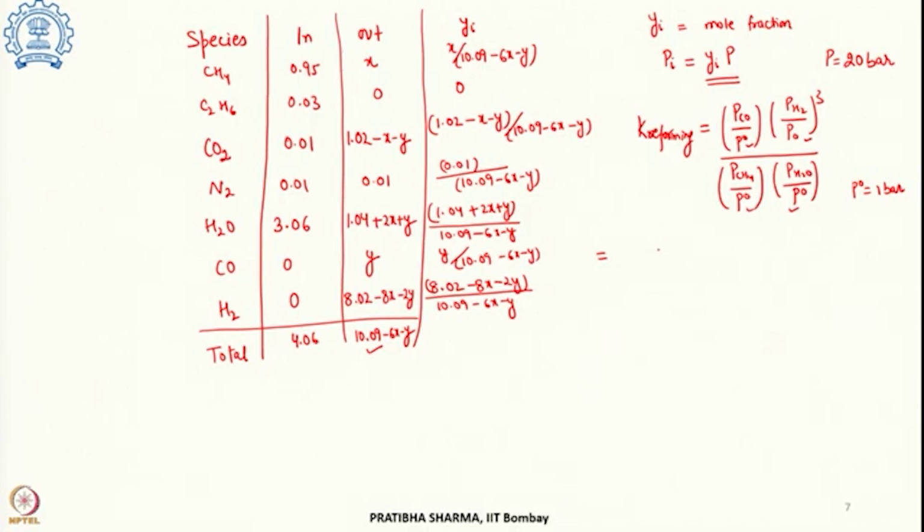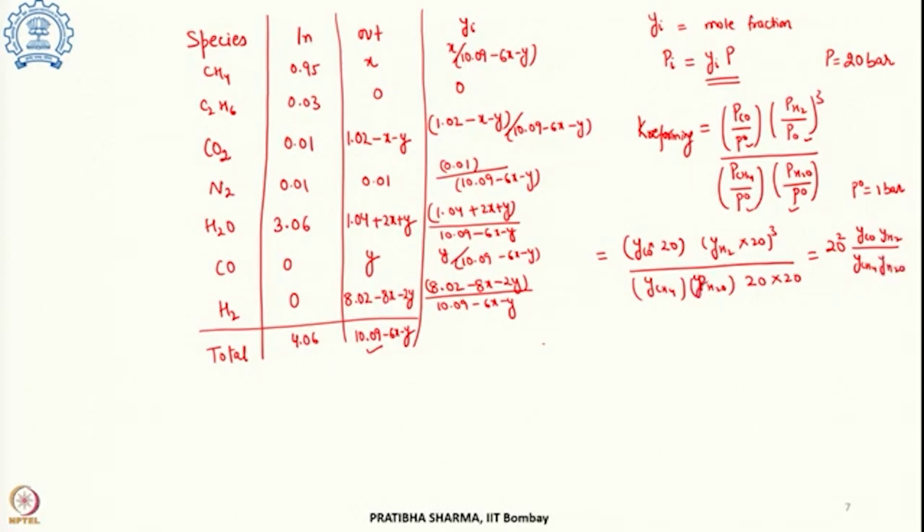So, the partial pressure for CO is given by the mole fraction for CO times the total pressure, that is 20. Similarly, the mole fraction for hydrogen into 20 raised to the power 3, the mole fraction for methane, the mole fraction for water. Again we can take that 20 out, so what remains is 20 to the power 2, and then the corresponding mole fractions for CO, hydrogen, methane and water. Let us substitute those values.